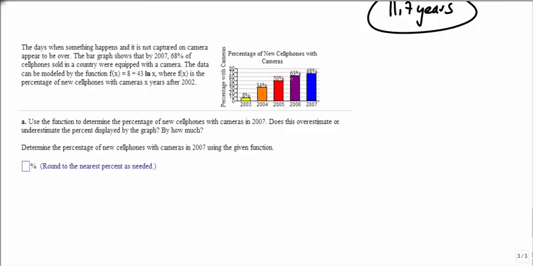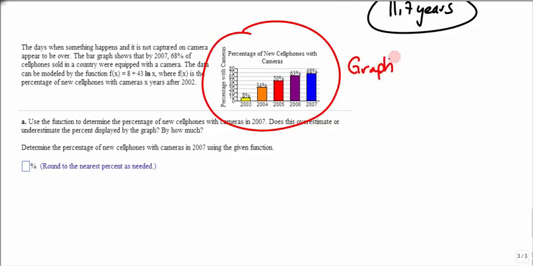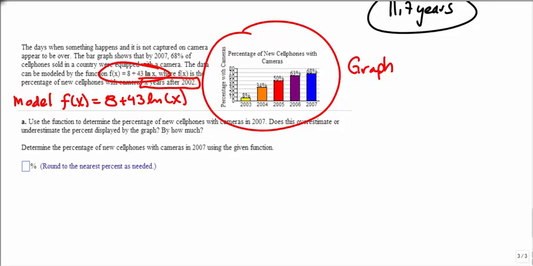For this particular problem we have a graph, so this piece is called the graph, obviously. And then we have a model, and for our model, that's this in parentheses: f of x equals 8 plus 43 ln of x. When it says refer to the model, make sure you're referring to the model, and when they say refer to the graph, refer to the graph. Now, percentage of new cell phones with cameras x years after 2002. We kind of covered that up. So x represents the number of years after 2002.